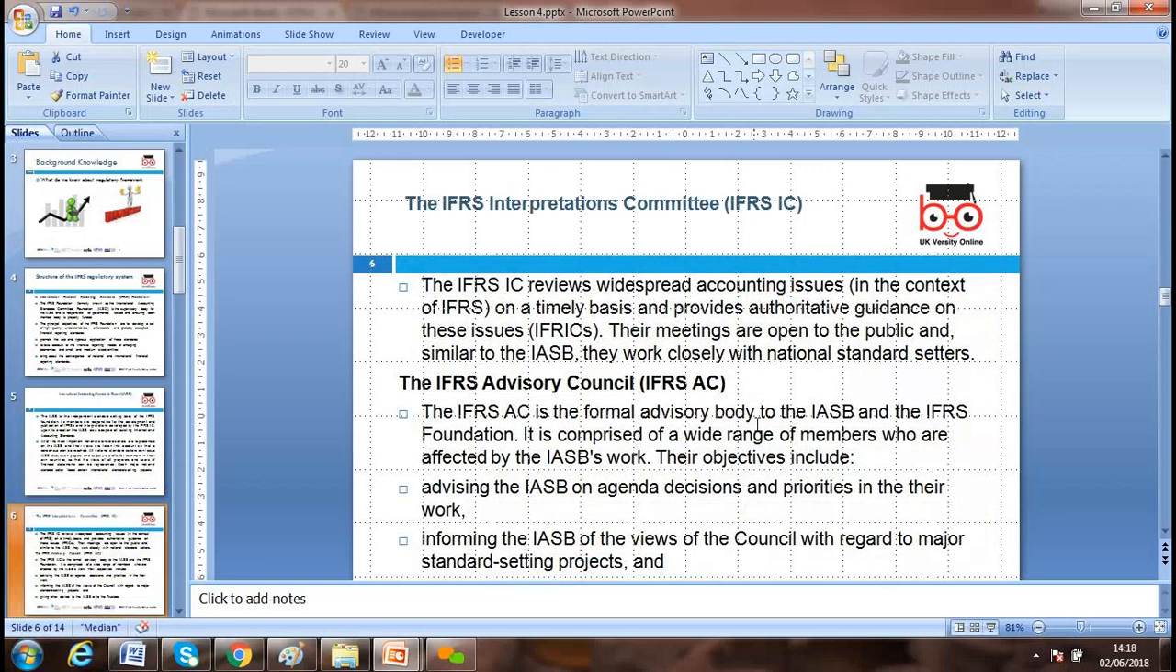Okay, IFRS is called the International Financial Reporting Standards Interpretations Committee. Under the IFRS, they have a committee set up to review widespread accounting issues. Like in accounting, a lot of companies are not used to giving true information. They mislead, they cheat people, they issue shares not at the right price. So all these bodies are regulated.